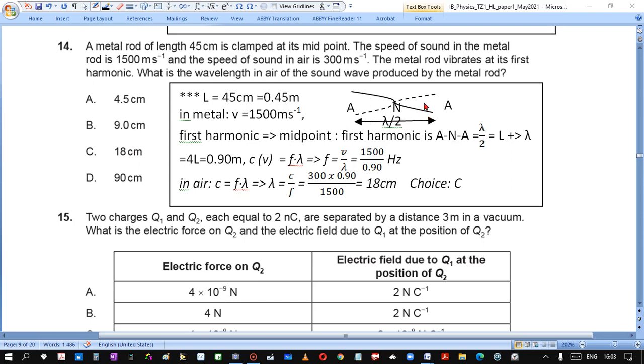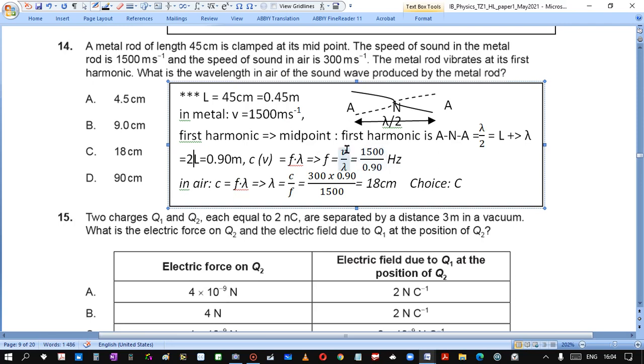So first of all, we draw how it vibrates in first harmonic. We have a node in the middle where it is fixed, antinodes at the edges. So between two antinodes we have lambda over 2. So we change all given information into SI unit. First harmonic, midpoint, so lambda gives us lambda equals 4L. 2L, sorry, 2L here. Lambda equals 2L, so it is 0.90 meters.